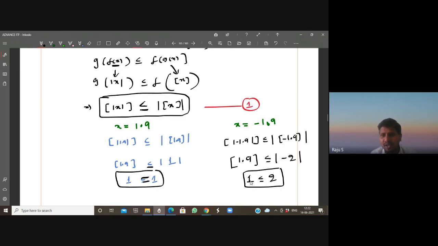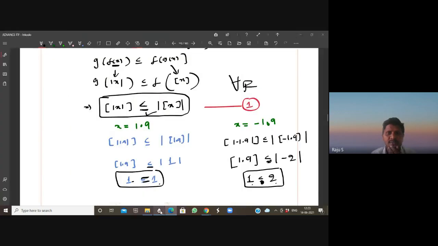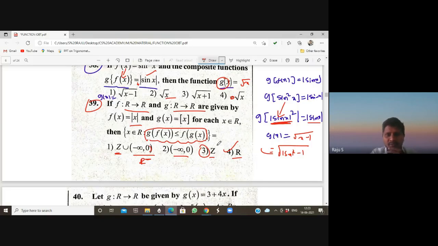Here we got 1 not lesser than or equal to, but lesser than. So it satisfies: here 1 is equal to 1, and here 1 is lesser than 2. You can choose any real number. Equation 1 is true for every real number, so the fourth option is right. For every real number the equation 1 is true. Okay, the fourth option is correct.